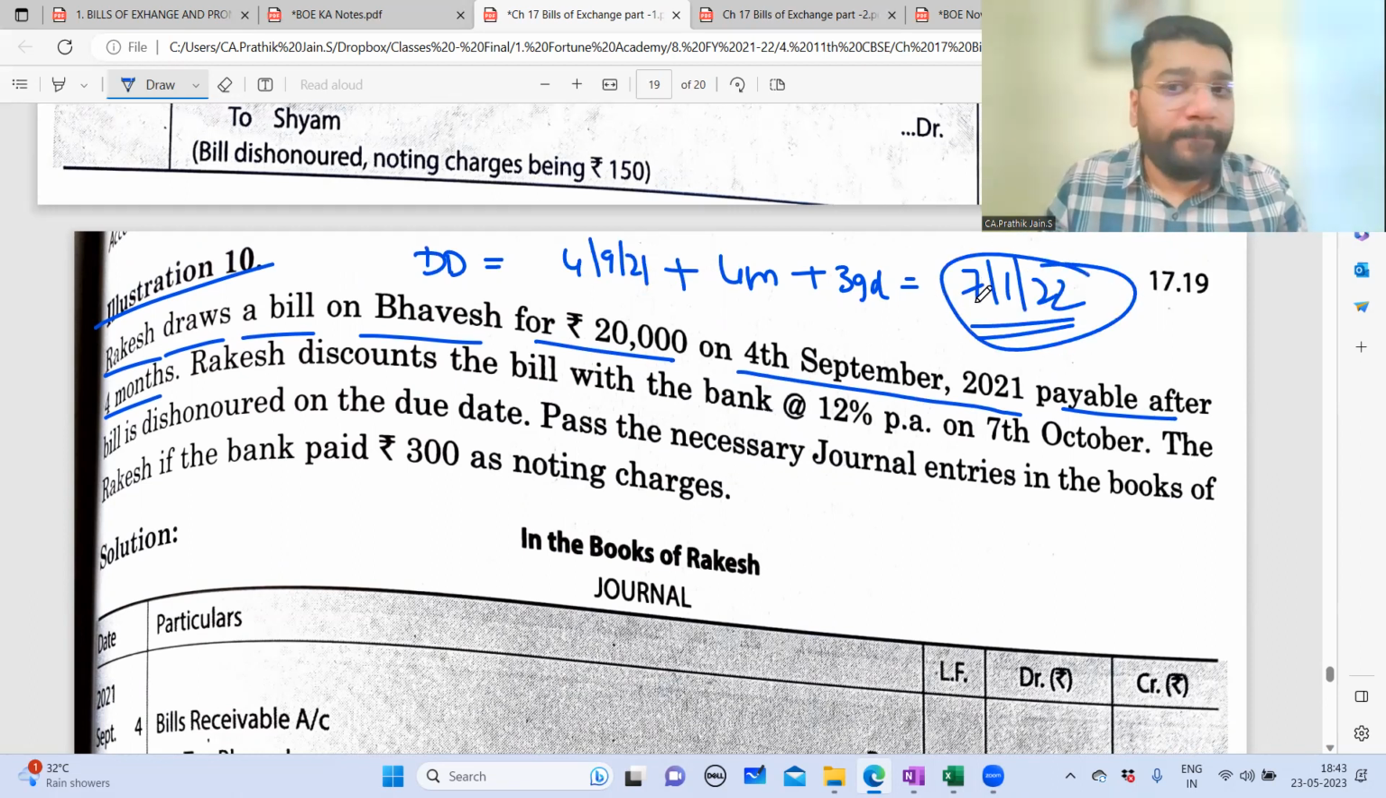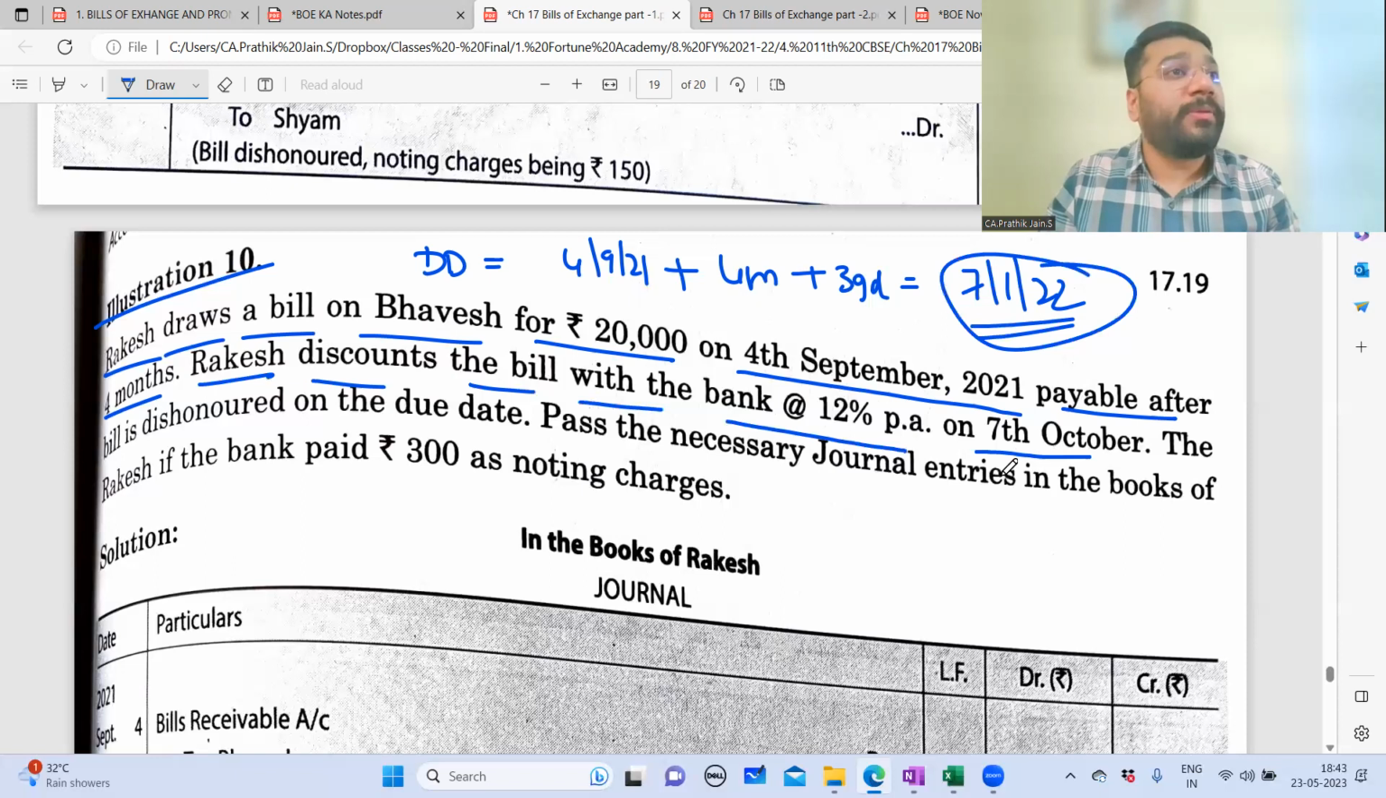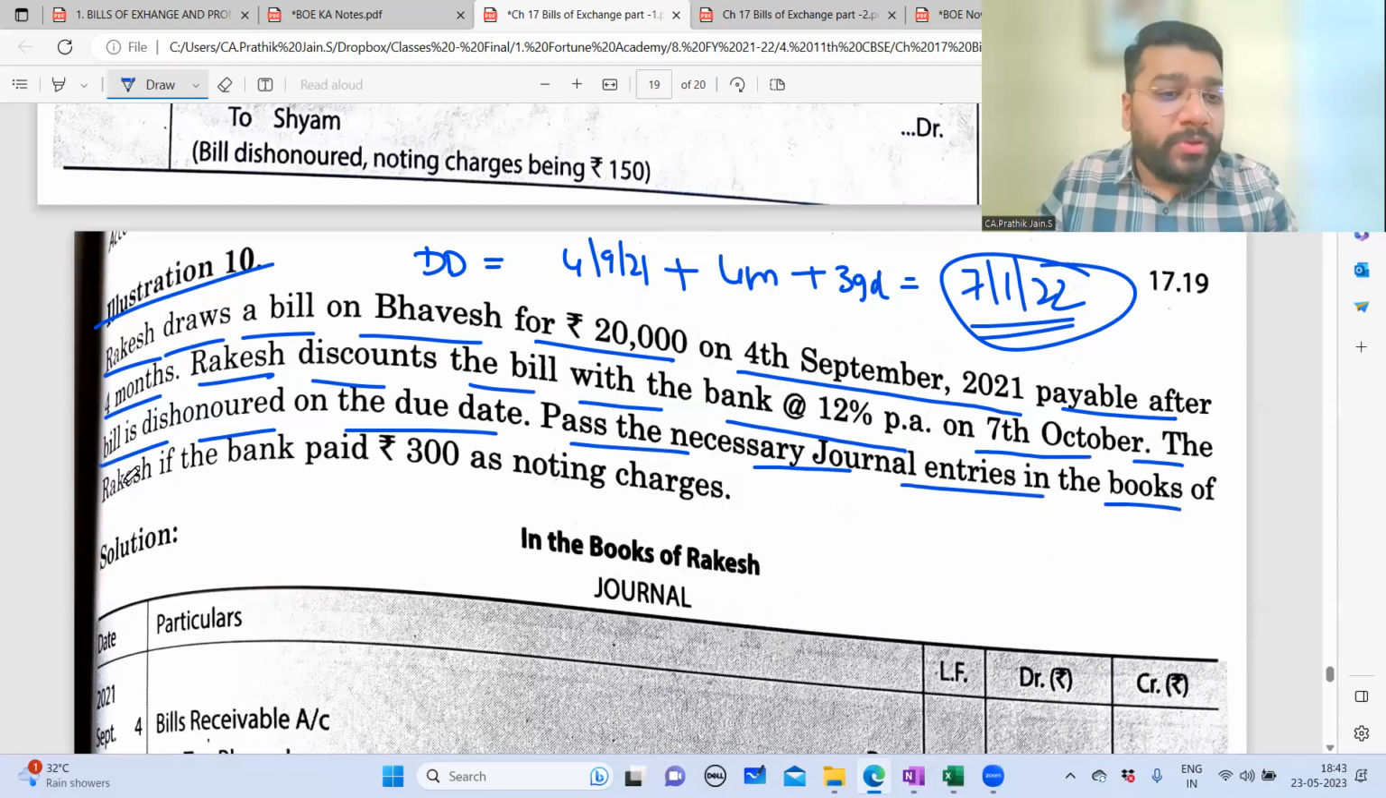Am I right? Now, Rakesh discounts the bill with bank at 12% per annum on 7th October. The bill is dishonoured on the due date. Pass the necessary journal entries in books of Rakesh if the bank paid 300 as noting charge.